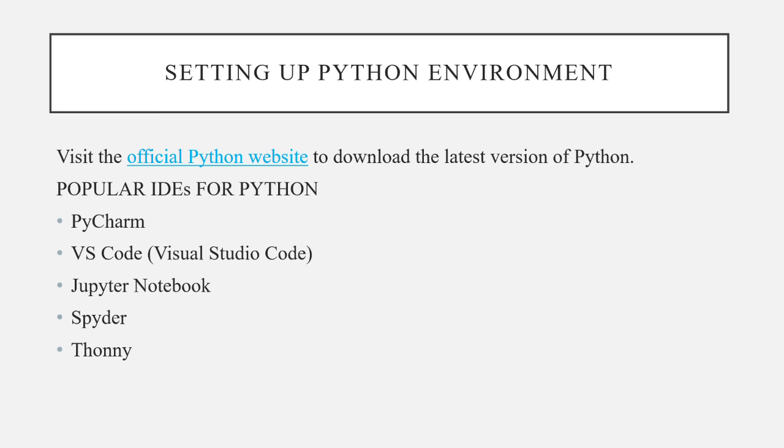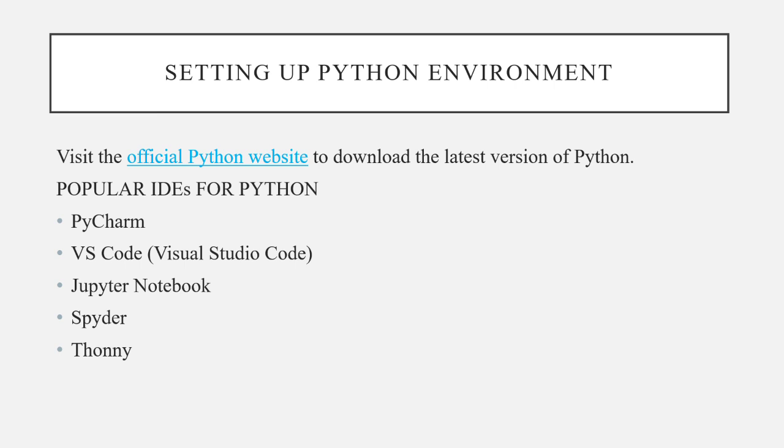And the third one is Jupyter Notebook. Jupyter Notebook is perfect for data science and machine learning. It allows you to write code in small chunks and see the results immediately, which is great for experimenting and visualizing data. And the fourth one is Spyder.